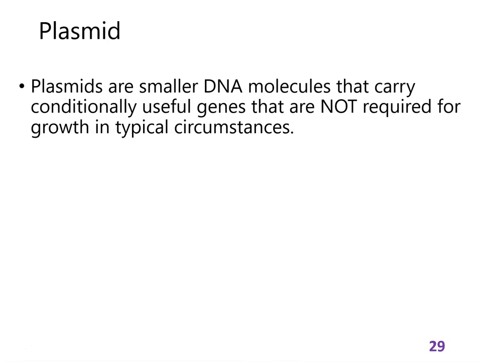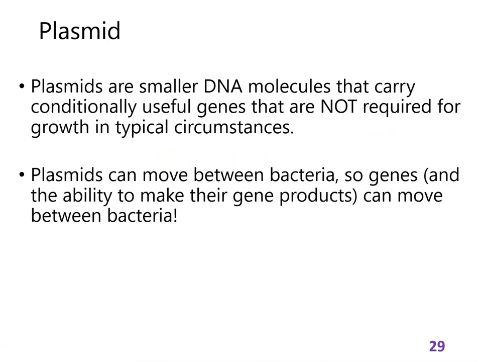Plasmids are shorter DNA molecules with not as many genes, and those genes are conditionally important. They're conditionally useful. So they're useful in some circumstances, but not in all circumstances. So they're not always required. Plasmids have these conditionally useful genes, but the real reason we care about them is that they can move between bacteria. Bacteria can pick up plasmids from the environment and say, oh, cool, this is a plasmid. What genes are on that plasmid? What abilities will this give me? And that is a big thing that happens in bacteria. They swap DNA.